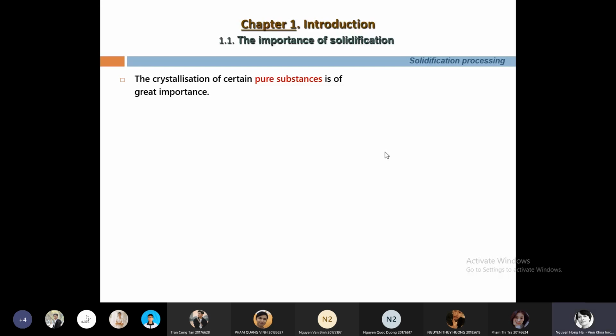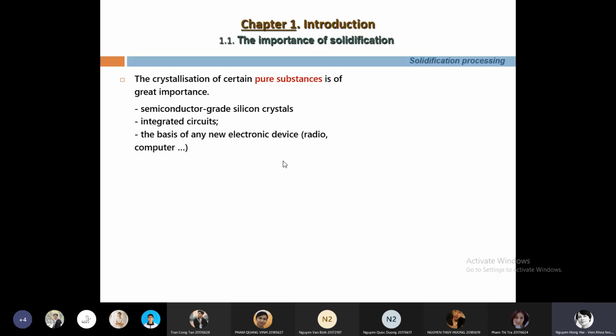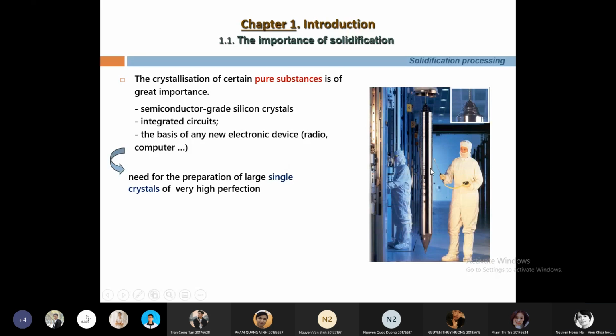And the third reason: the crystallization of certain pure substances is of very, very great importance, because we can make a semiconductor. For example, the semiconductor creates silicon crystal and integrated circuits, new electronic devices, and so on. So this is why you need the preparation of large single crystals of very high perfection. Like this. You can see this.